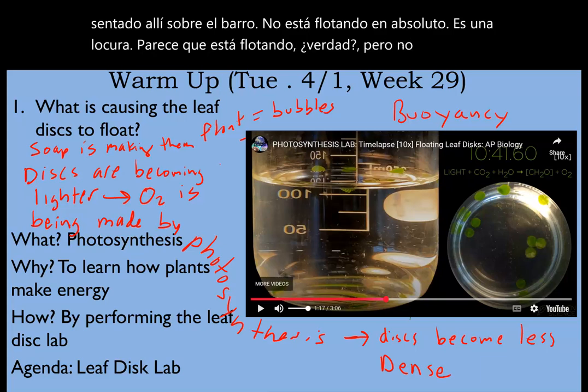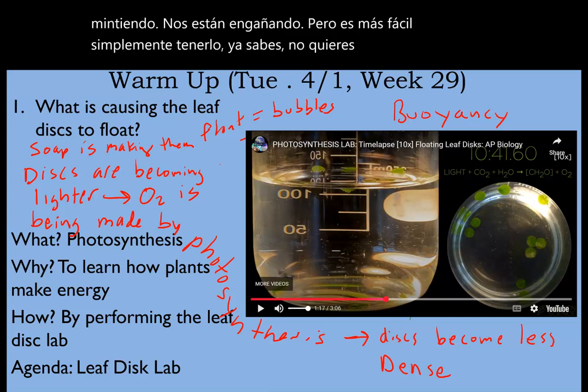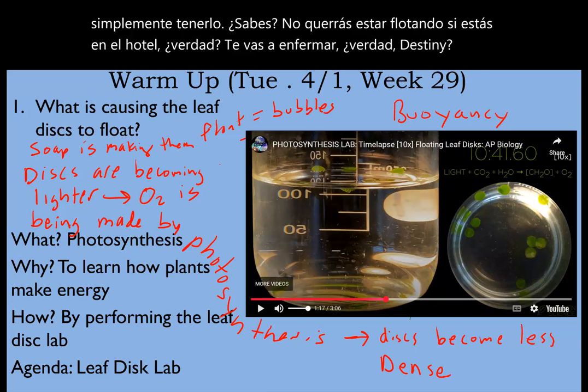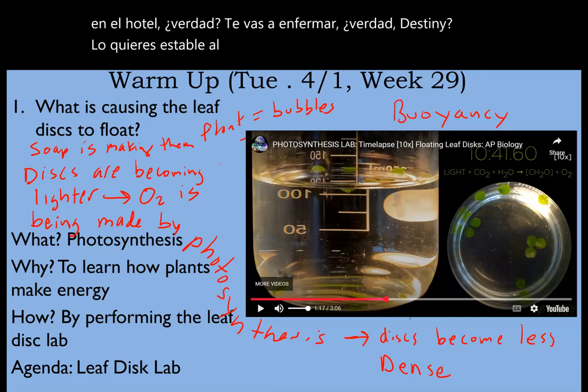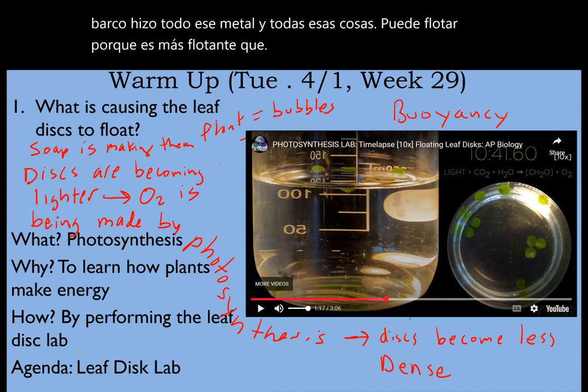They're tricking us. But it's easier to just have it. You know, you don't want to be floating around if you're on the hotel, right? You're going to get sick. Right, Disney? You want it stable. At least I do. So yeah, a big ship made out of all that metal and all that stuff, it can float because it's more buoyant than the water. It's less dense than the water.